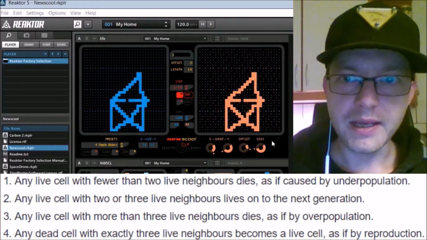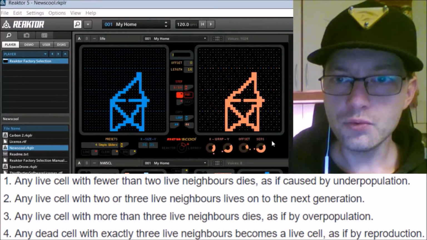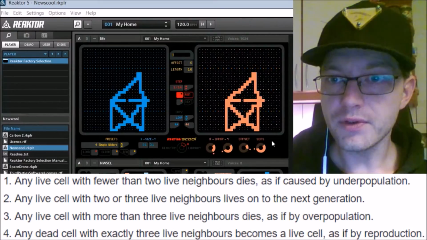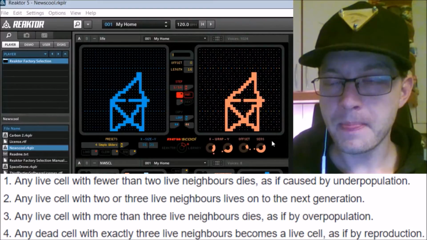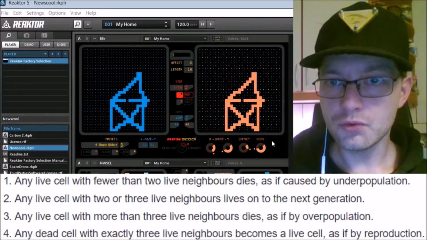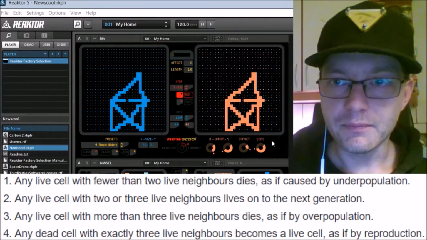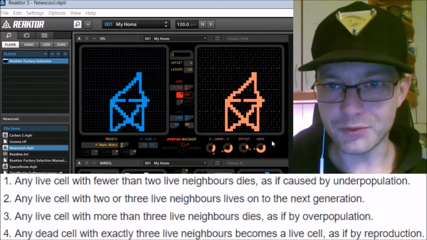Number 2, any live cell with 2 or 3 live neighbors lives on to the next generation. So, if you have 2 or 3 dots connected to you, you will not die. That is rule number 2.